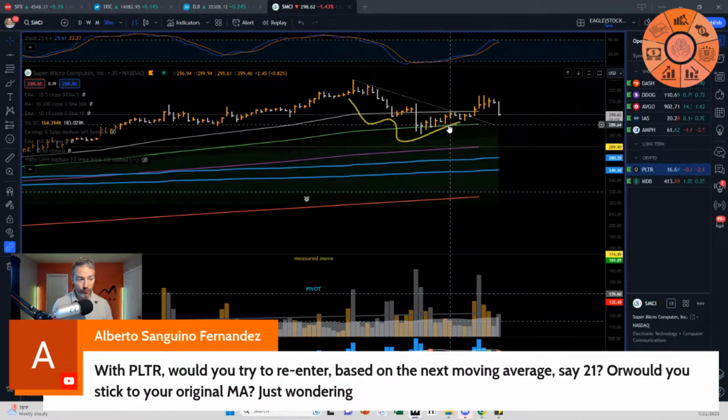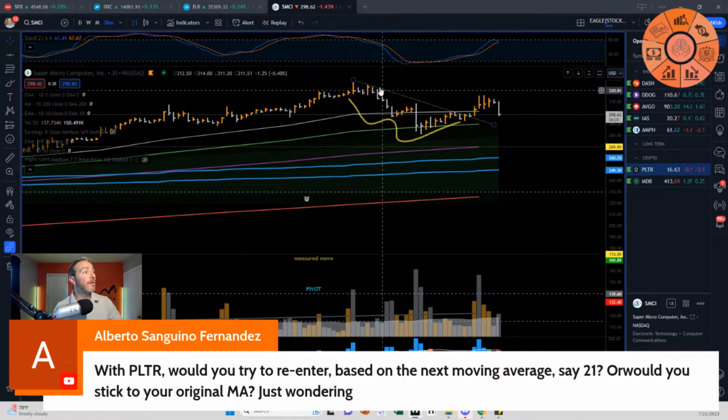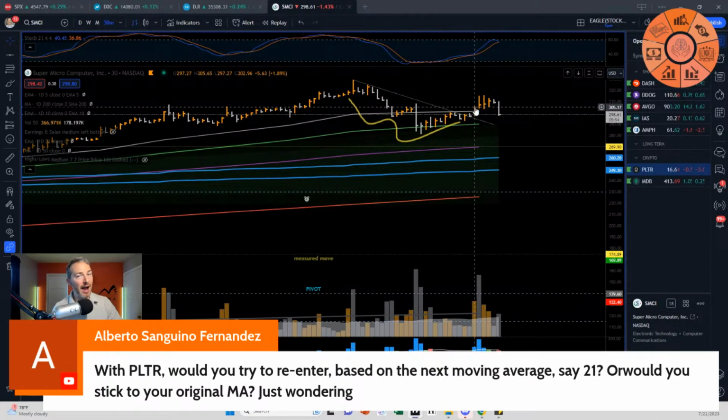A true double bottom should be 7 weeks long. This is obviously a 30-minute chart and not 7 weeks. But what I saw towards the end of the day was this structure start to form and then a handle form right here, but it broke out before the close.